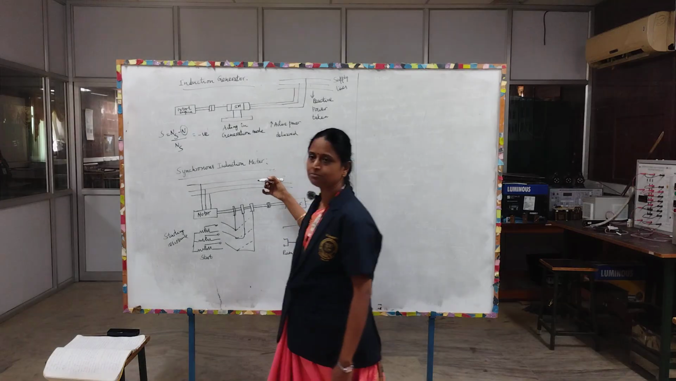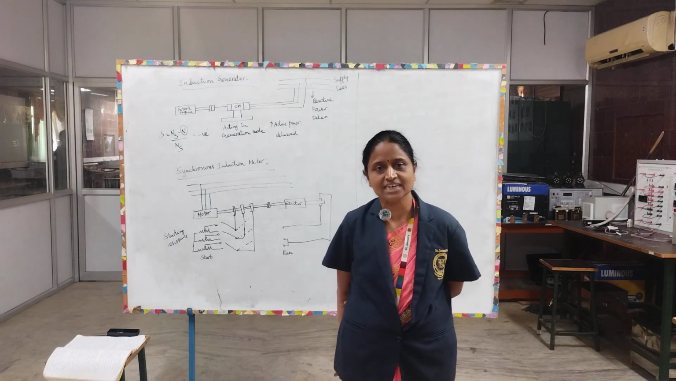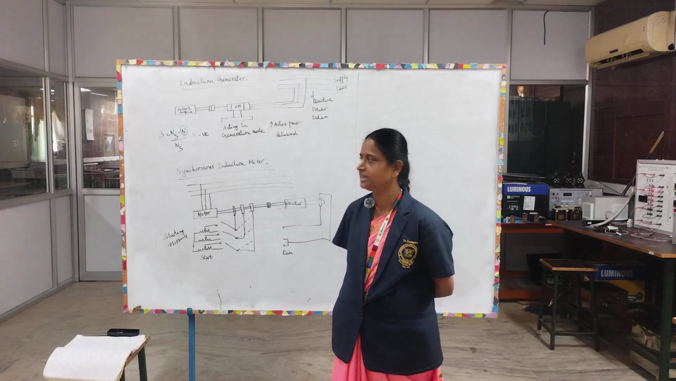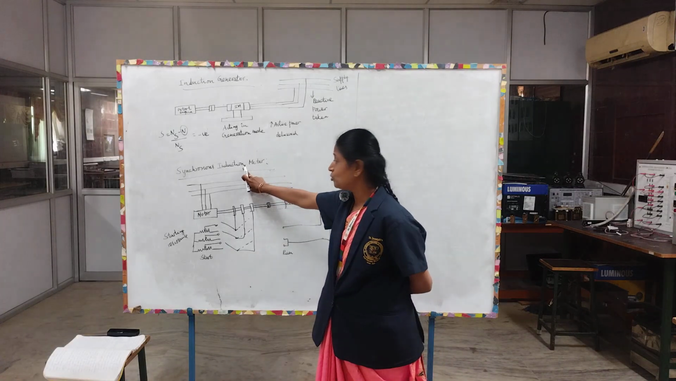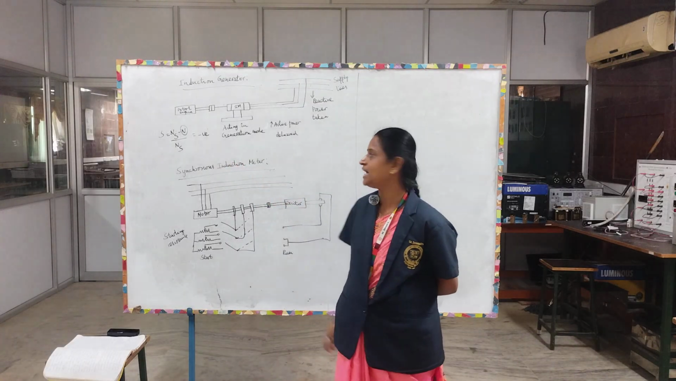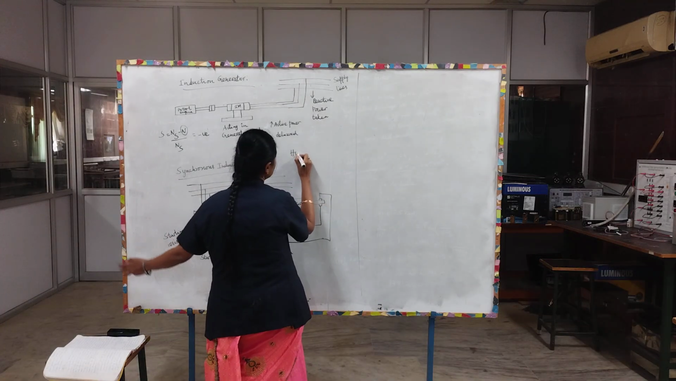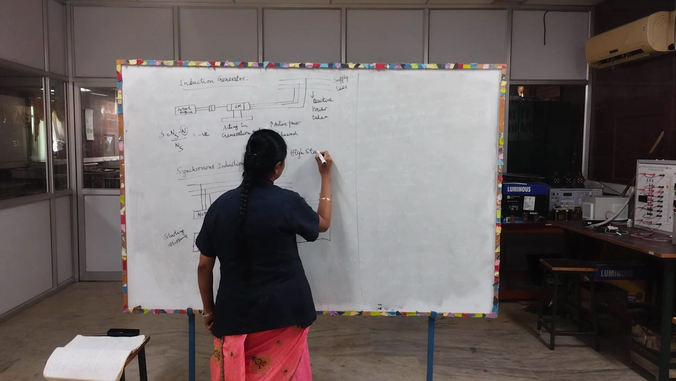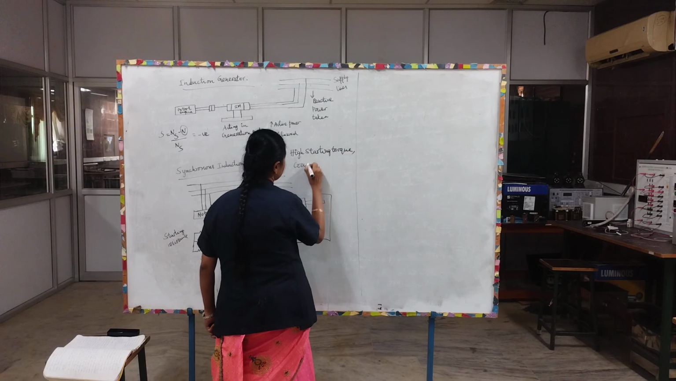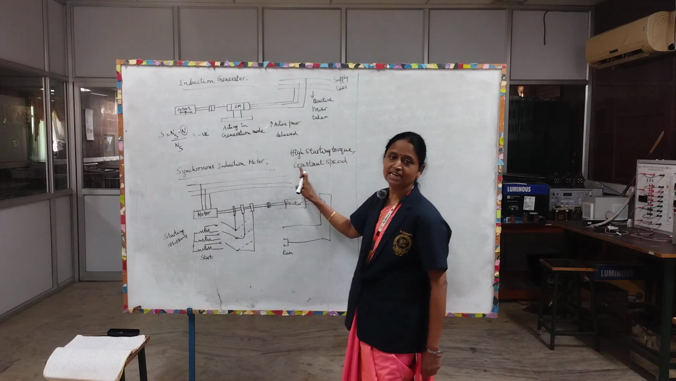And another concept is the synchronous induction motor. What is synchronous speed? The motor which runs at synchronous speed, that is ns equal to 120 f by p, is called synchronous speed. But the synchronous induction motor has the features of both the synchronous machine as well as the induction machine. That's why it is called synchronous induction motor. It has the features of high starting current, starting torque, constant speed. So these are all the features of synchronous induction motor.